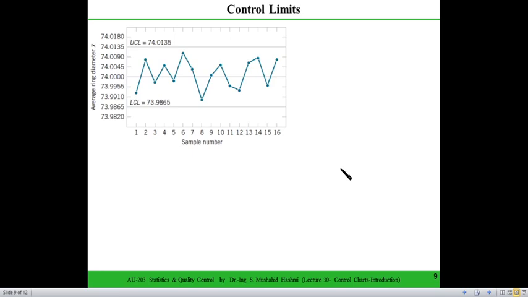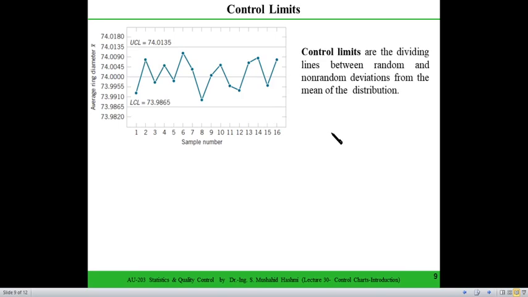Take an example here: the average ring diameter is plotted on the y-axis and different samples are taken on the horizontal axis. Its lower control limit is this, upper control limit is this. Once we take different samples and we see most of the sample means are within the control limits, that is a process quite in control. So what are control limits? These are the lines between the random and the non-random deviations from the mean of the distribution.